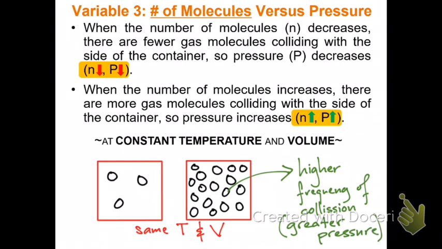So again, that's the relationship between the number of molecules and pressure. If you increase the number of molecules in the container, you're increasing the pressure as well.